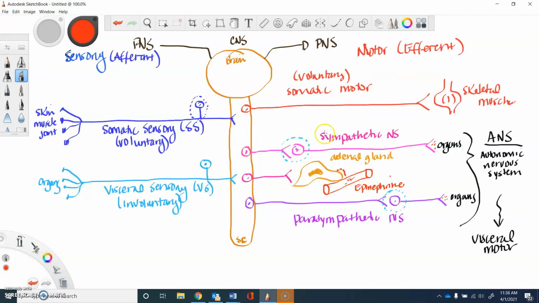Okay, so that's about enough for that, and we will expand on that, but this is a good thing to draw out that will help you understand the difference between the sensory and the motor and the different nervous systems that are encompassed in our nervous system as a whole.